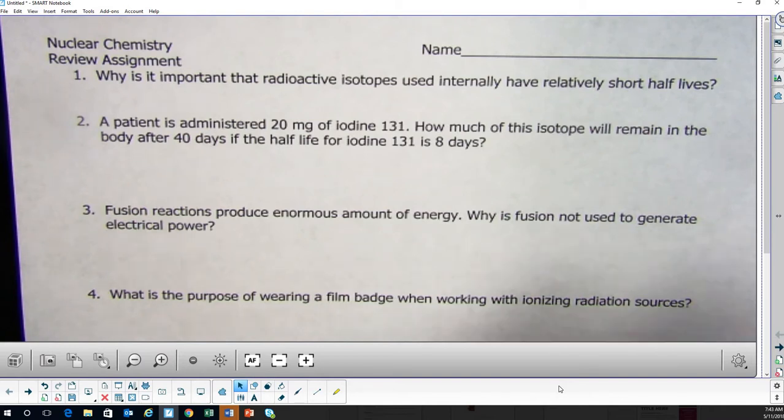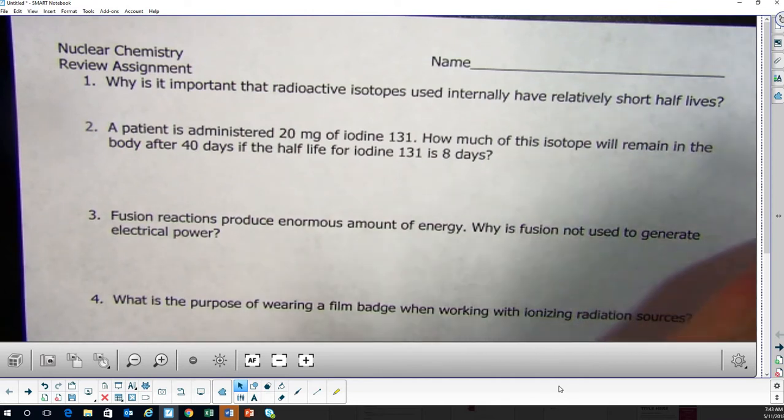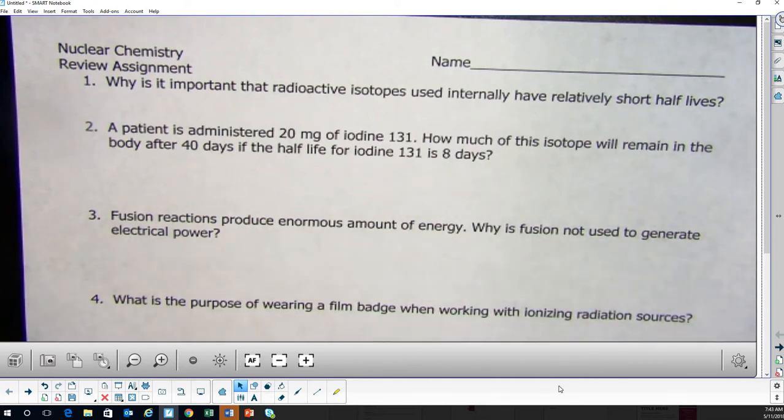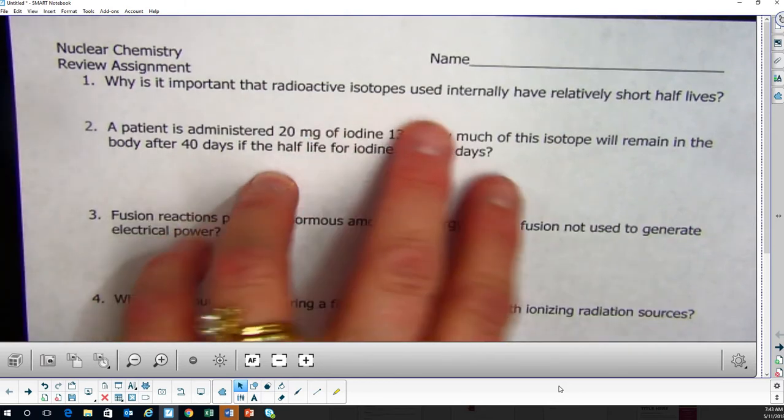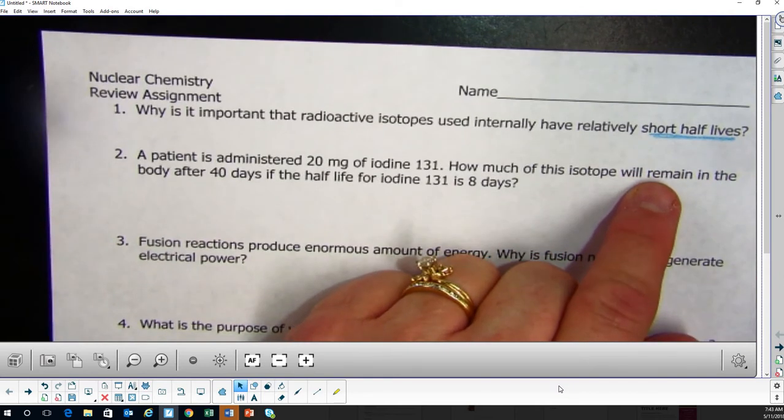Okay, so why is it important that radioisotopes, when we use them internally, are short-lived? So you go to the hospital, they give you something to drink, and then they take some x-rays. Can it detect issues? Can't you take pictures of it as the isotopes are going through so they can see the problems? Right. So that's why we use it. But why do we want to have a short half-life? You don't want it in for a long time.